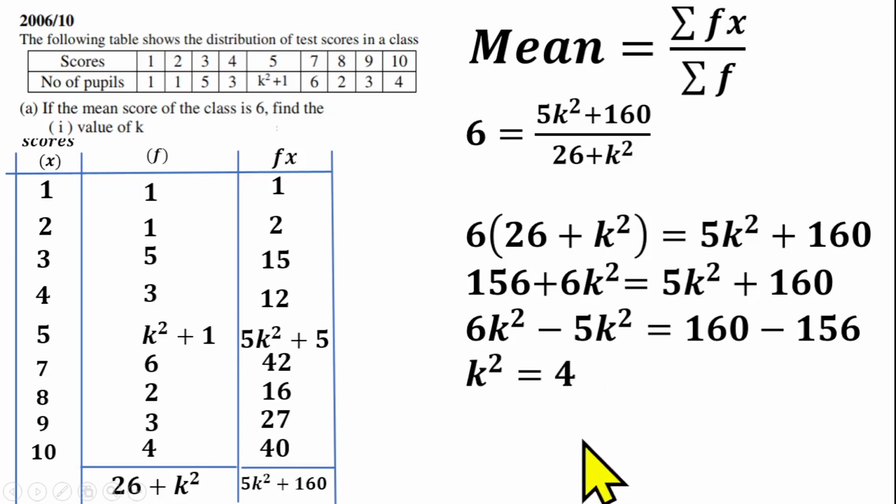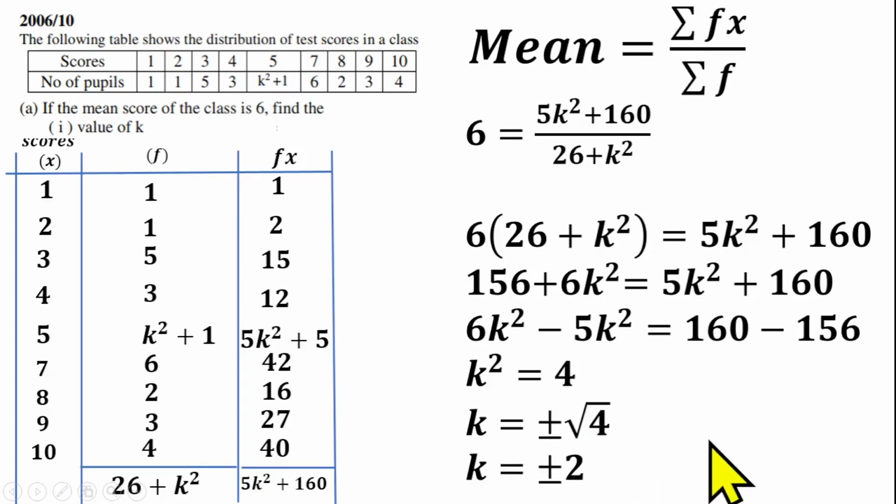Then find the square root of both sides. So k will be plus or minus the square root of 4, and that k will be plus or minus 2. So that will be the value of our k in this case. So that's the solution for that one, and this is question number 10 from WAEC.